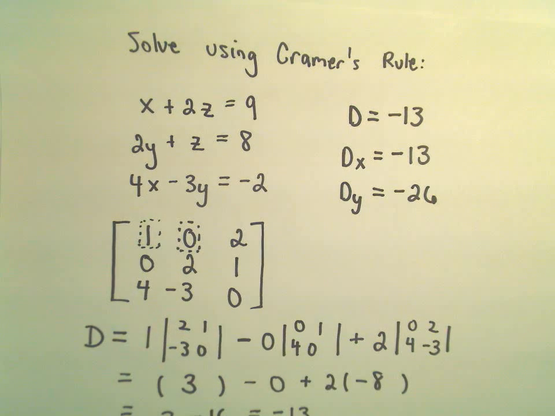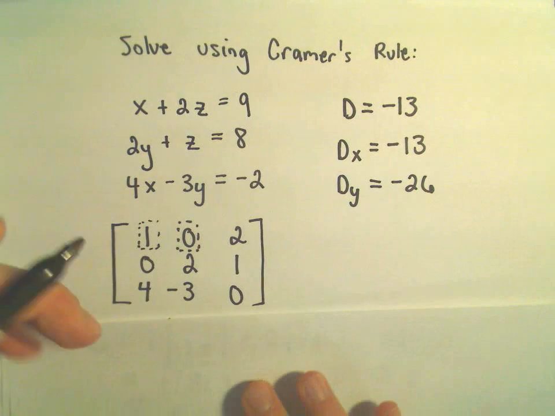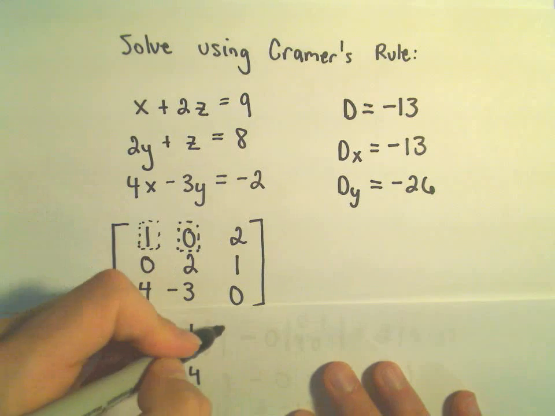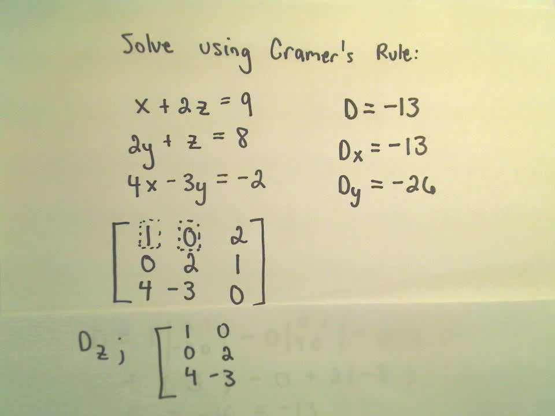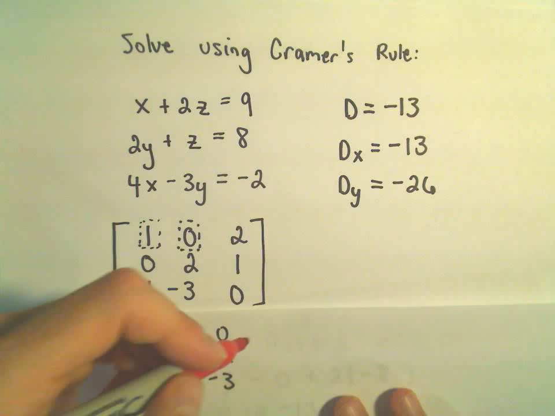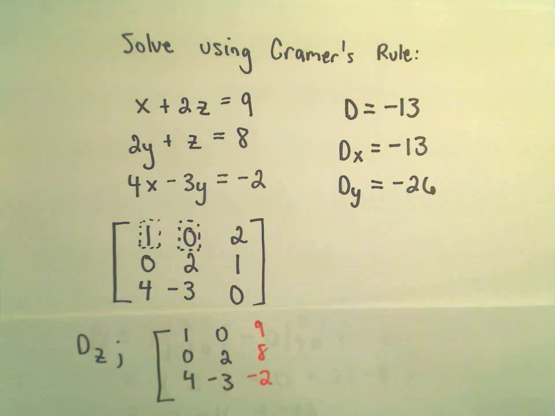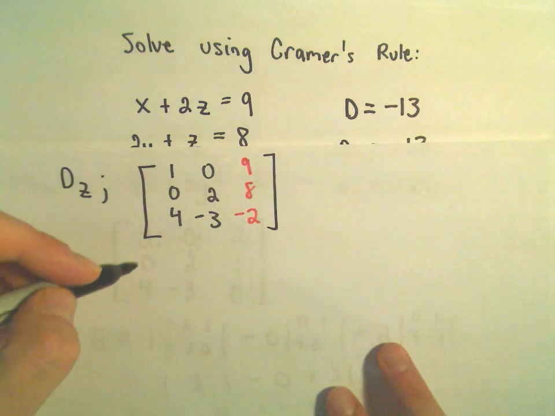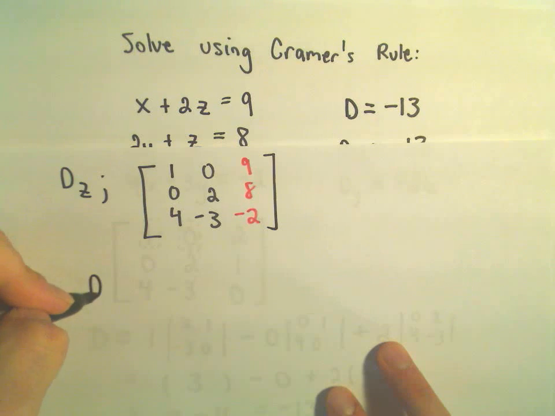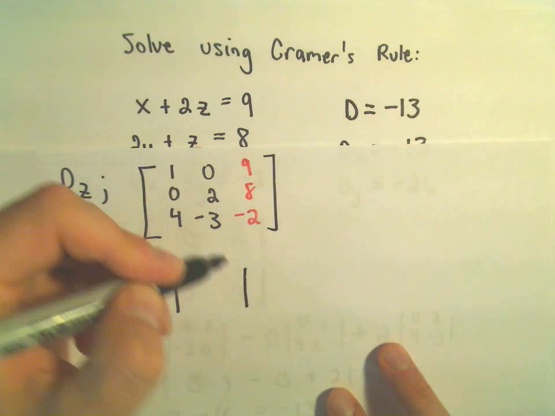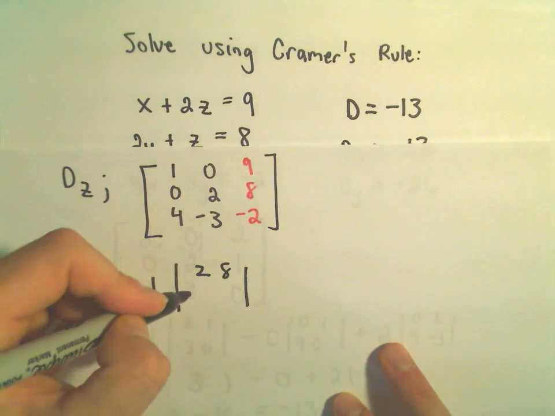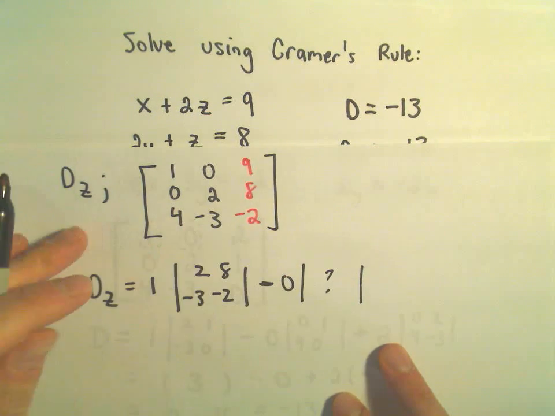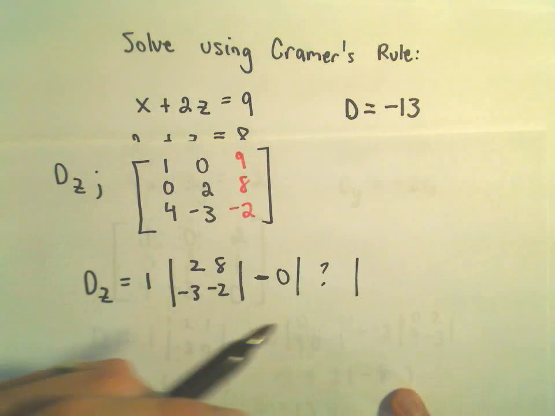So one last one here. We've got to calculate our d sub z value. To get our d sub z, we're going to look at the matrix. We'll leave the x column alone, we'll leave the y column alone, and in our z column, we'll use these new values of 9, 8, and -2. And again, we just have to compute the determinant of this new coefficient matrix. So if we expand along the first row, we'll have 1 times, it looks like 2 and 8, -3 and -2. We have to change the sign on the middle, but again, we're multiplying by 0, so I don't even bother to figure it out because I know it's all going to turn into 0 anyway.